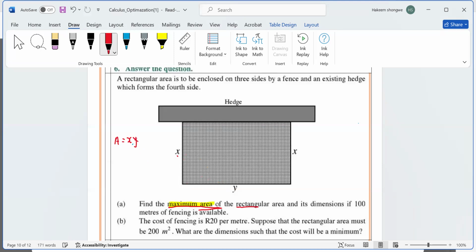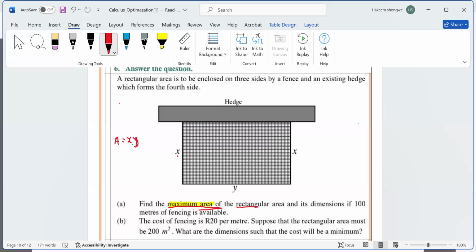Last time I filled in 25 and what was it, the perimeter. How do you know what's the perimeter? They will tell you, like here, they said find the maximum area of the rectangular area and its dimensions, if 100 meters of fence is available. So the only fence that we have is 100 meters long. So that's the perimeter.